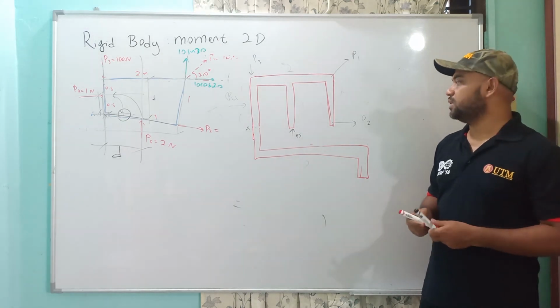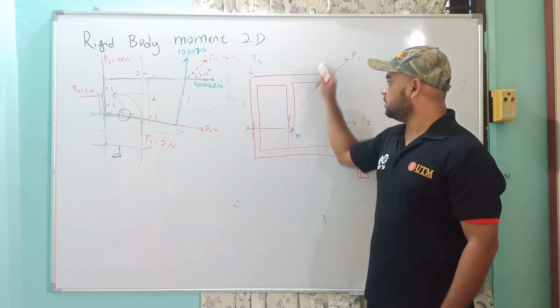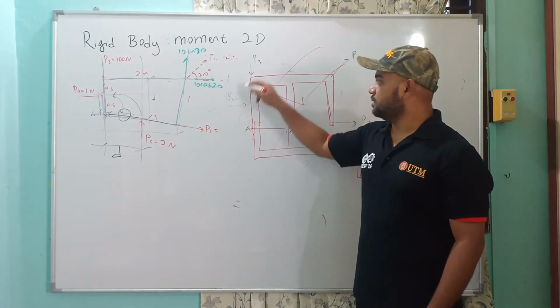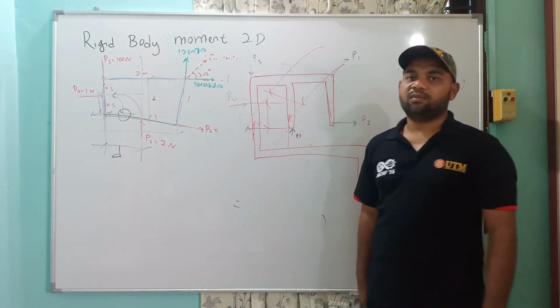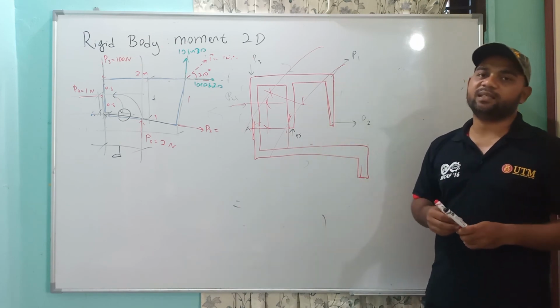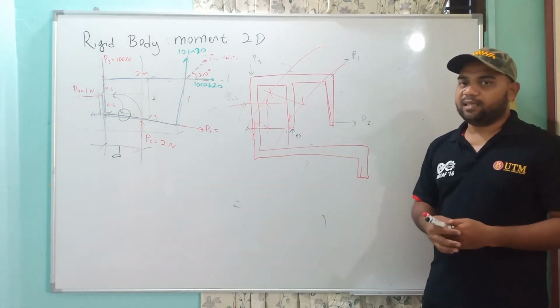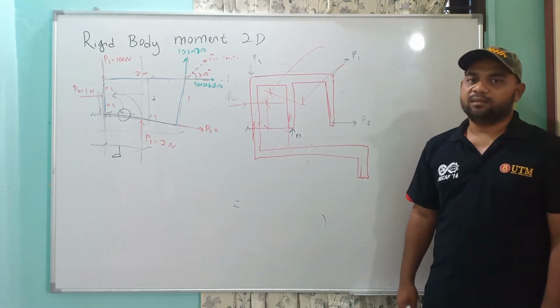Because we only consider the force times the distance, this force times the distance, this force times the distance. Whatever the shape is, as long as this force times the distance is respected, and the direction is respected, you have the moment.